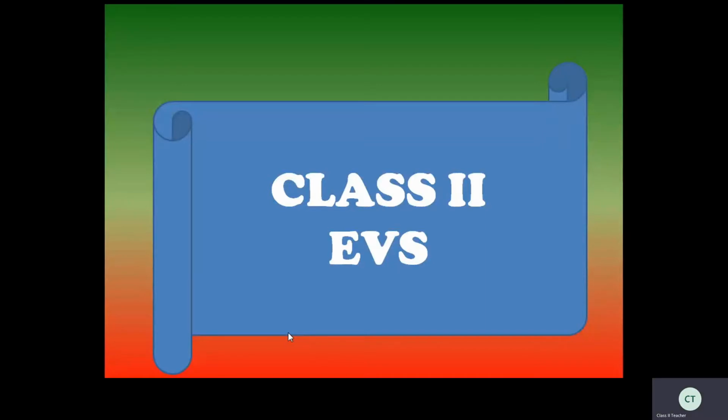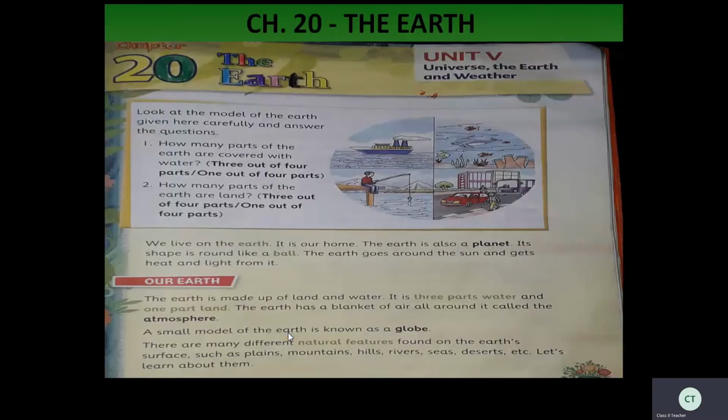That is chapter 20, the Earth. Unit 5, Universe, the Earth and Weather. Look at the model of the Earth given here carefully and answer the questions. So here, children, look at the model of the Earth. On the screen you can see.